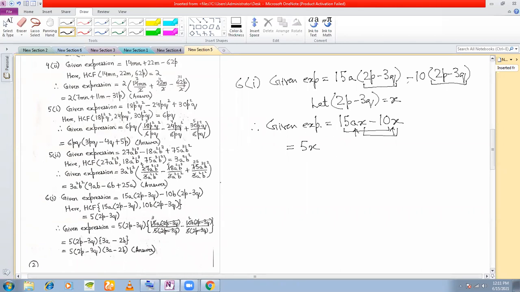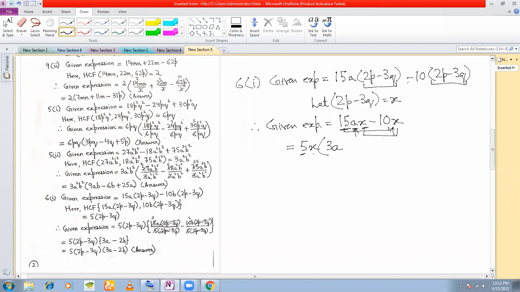So I take out this x, right? Now let's see what I am left with. From 15ax, I have a 15 here, I have a 5 here. So I need to divide 15 by 5 to get 3. I have a here and I have nothing here. Nothing here means I have 1 here. A divided by 1 will give me a.